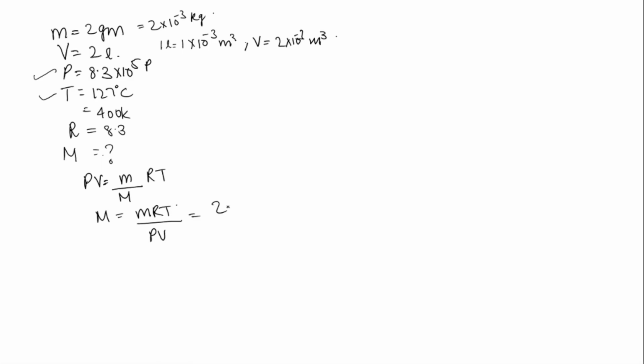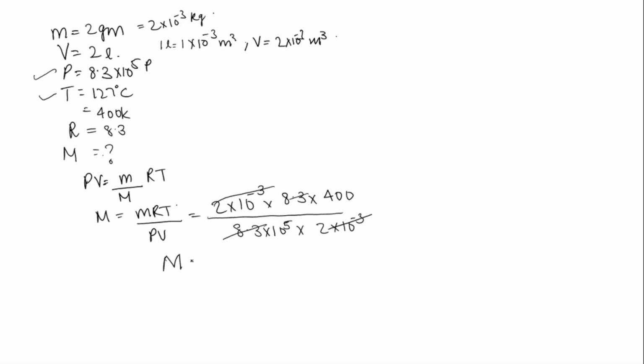So m is 2 into 10 to the power of minus 3. R is 8.3. T is 400. Pressure is 8.3 into 10 to the power of 5 into volume is 2 into 10 to the power of minus 3. 2 into 10 to the power of minus 3 cancels, both will get cancelled. 8.3, 8.3, both will get cancelled.